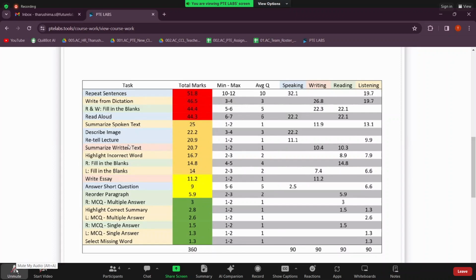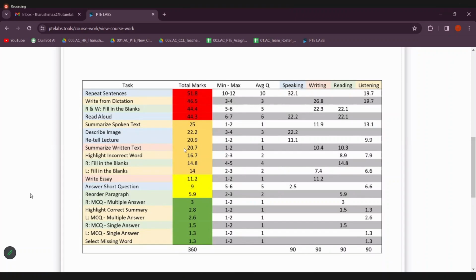Yeah. Okay. So if you look at summarized written text, it is under the orange zone. That means an important component. You will be given 20.7 marks for that, and you will be given one question. Definitely there will be one question, but sometimes there could be 2 questions as well. This question gives marks for writing plus reading. You will be given 10.4 for writing and 10.3 for reading, because in summarized text, you have to read a text, then summarize it down. That means you have to activate your reading skill as well as your writing skill.